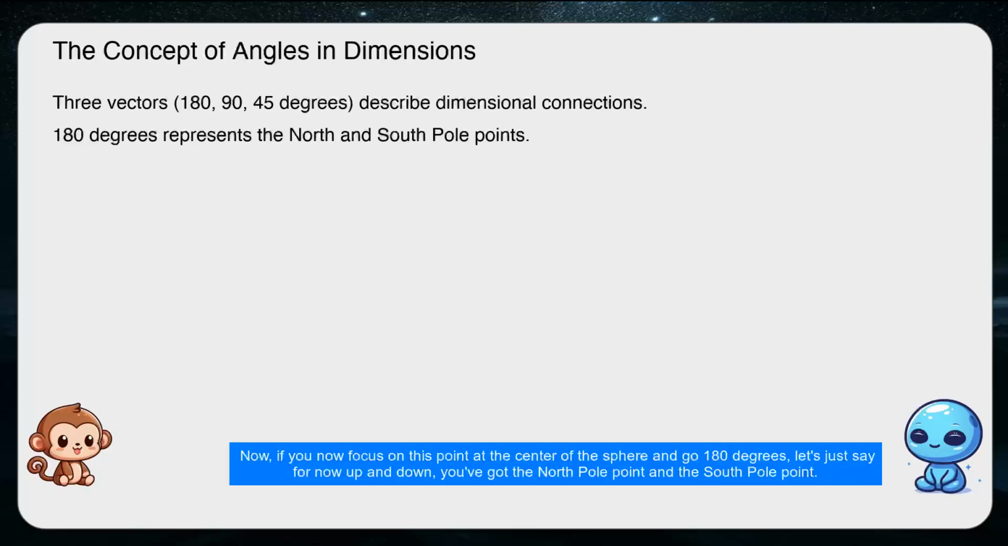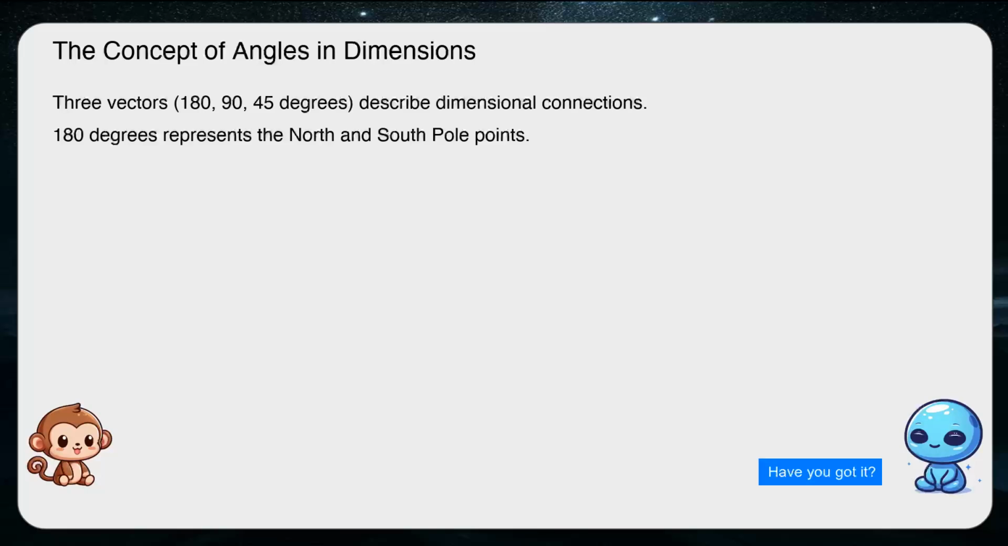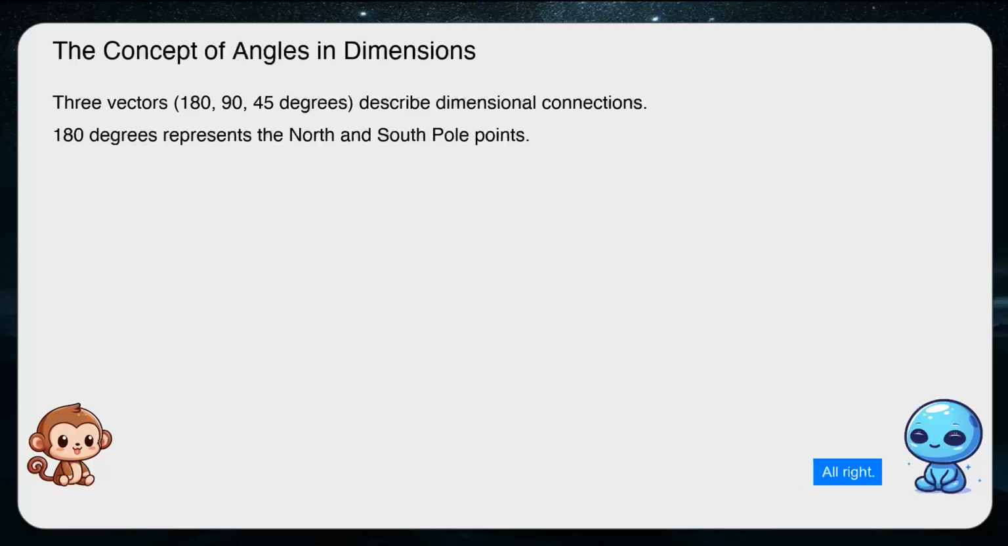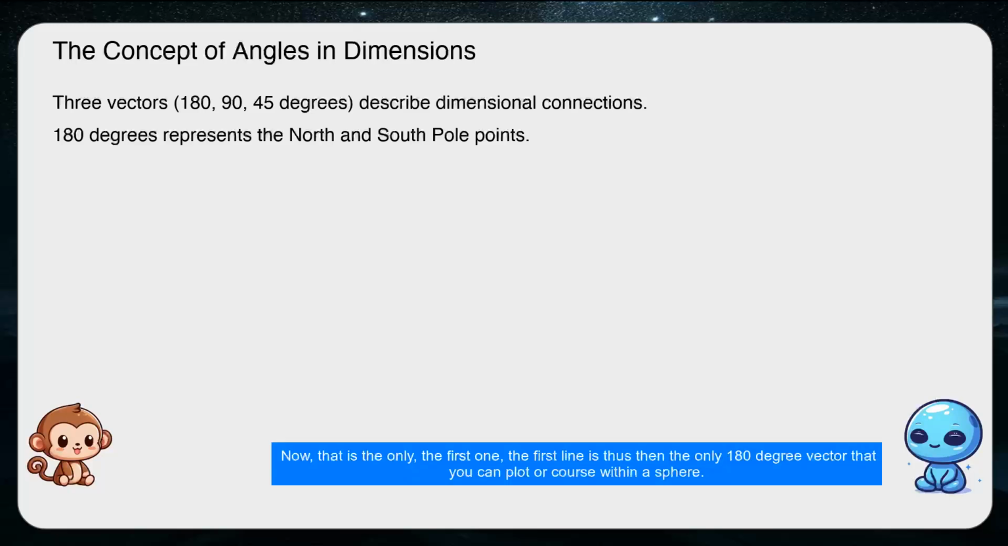Now, if you focus on this point at the center of the sphere and go 180 degrees, let's just say for now up and down, you've got the North Pole point and the South Pole point. Have you got it? So you have a line, like an axis, going through the center of the sphere to the point on top, point in the middle, point on the bottom. See that? All right. Now, that is the first line, the only 180-degree vector that you can plot or course within a sphere.